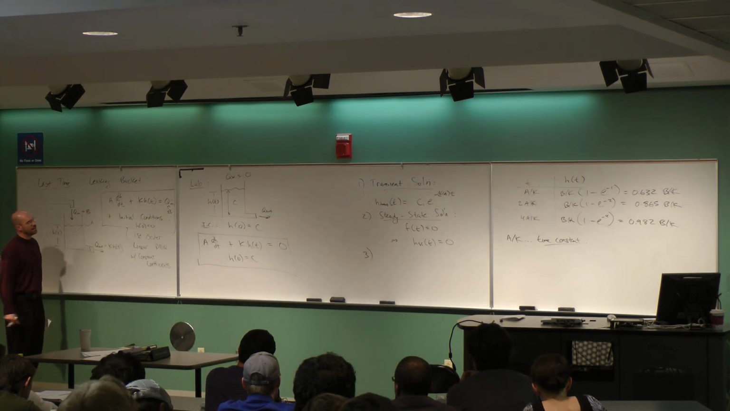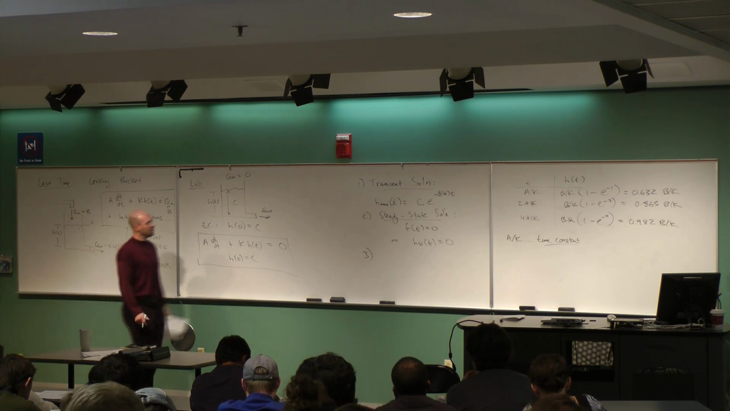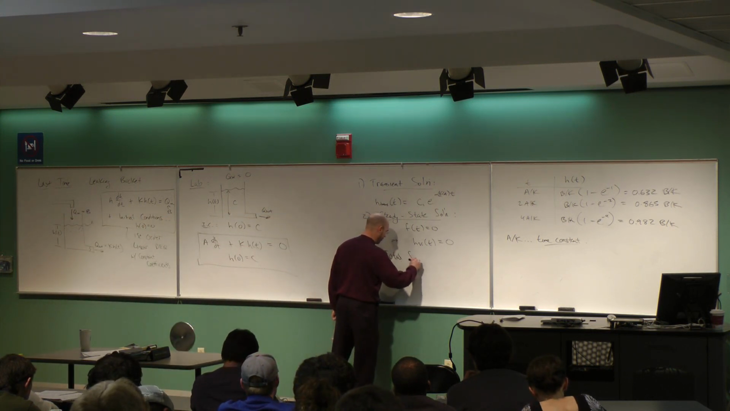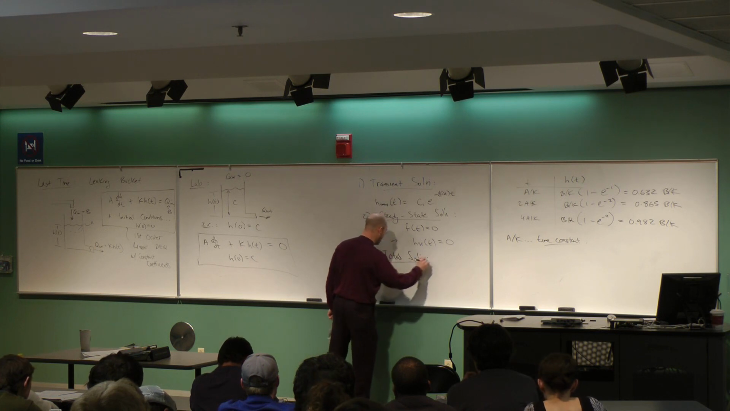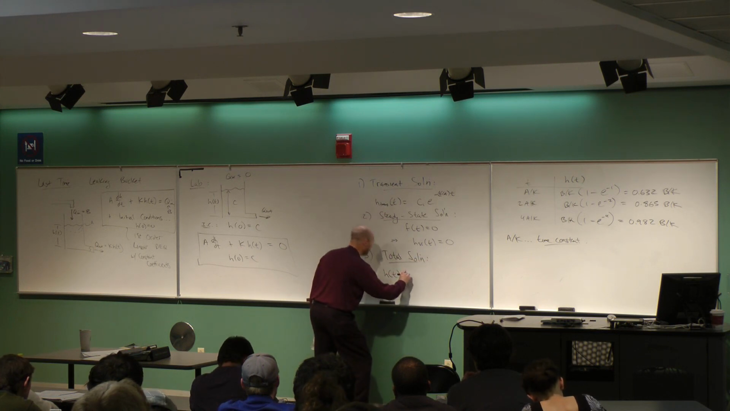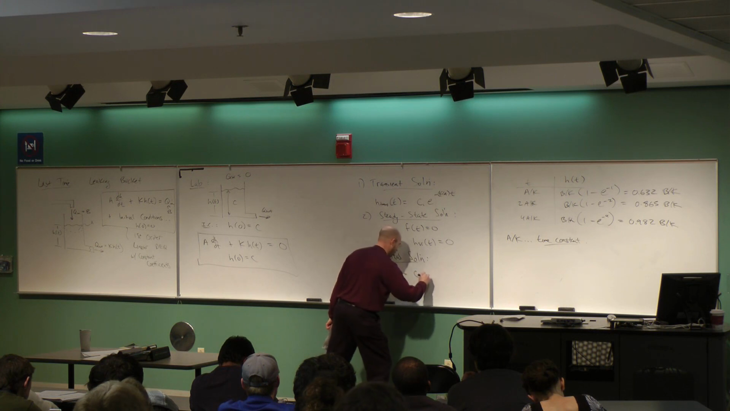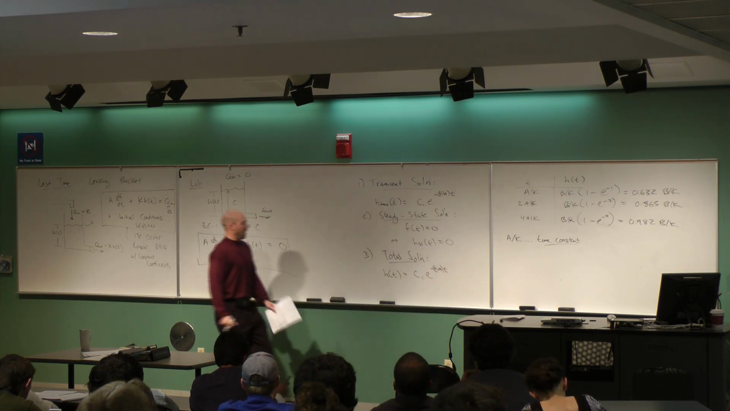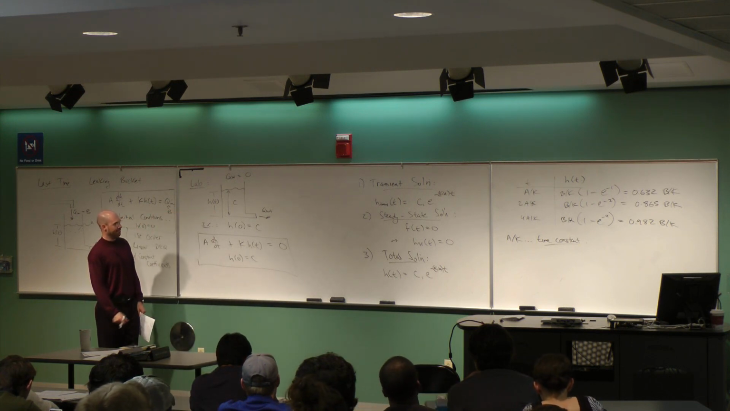So number 3, the total solution, is now the same as just the transient, right? Because there's no steady state. So I get h of t is equal to c1 e to the minus k over a times time. Okay, that's it. There's no steady state.